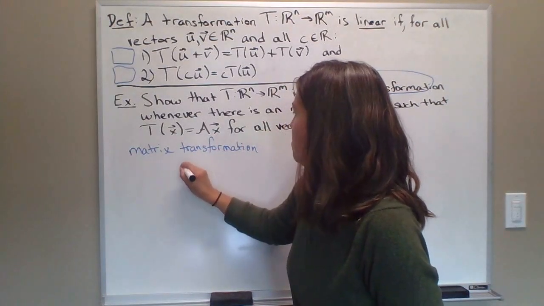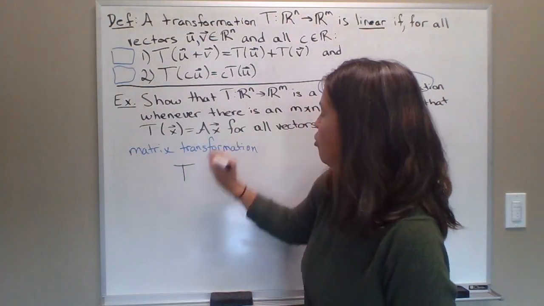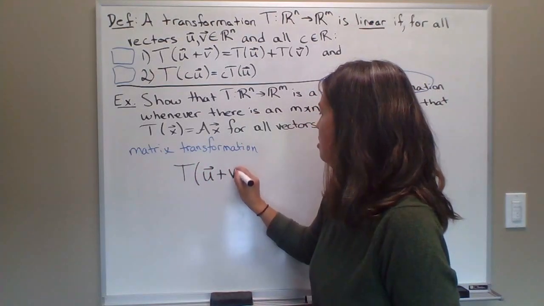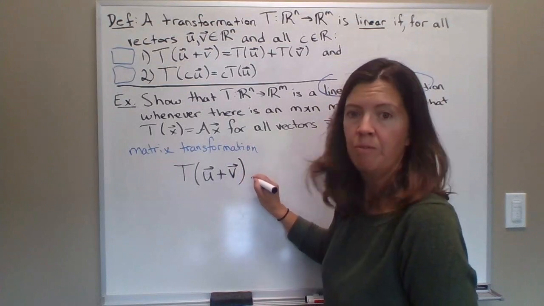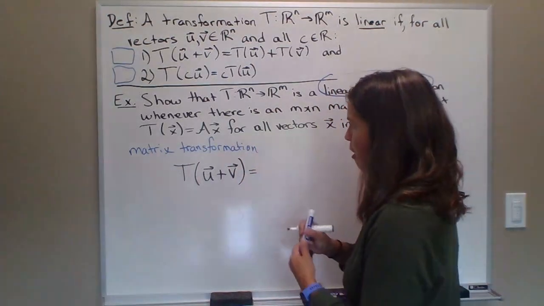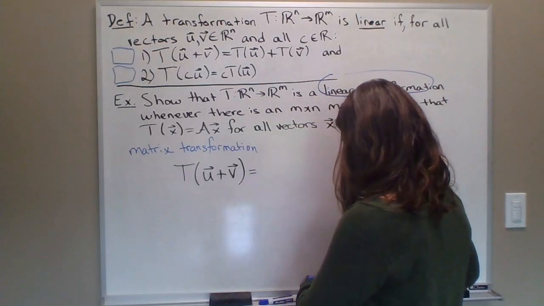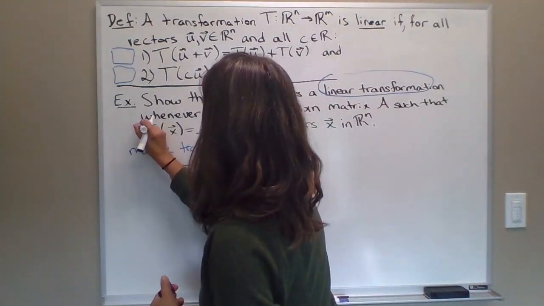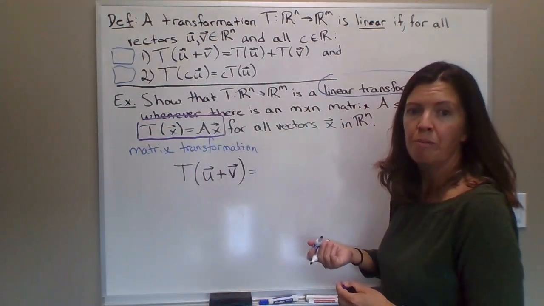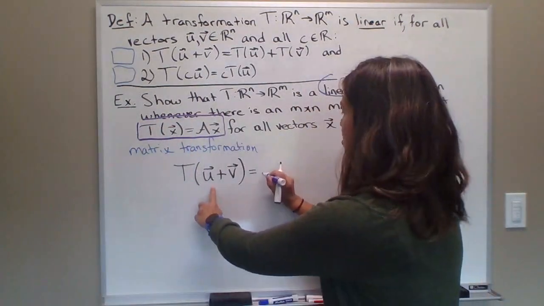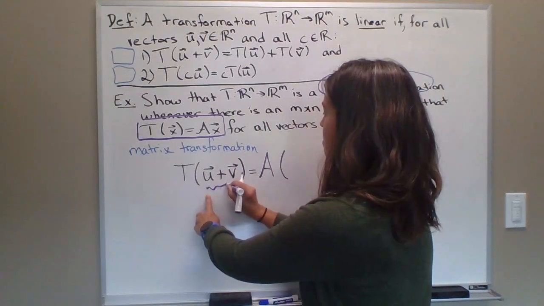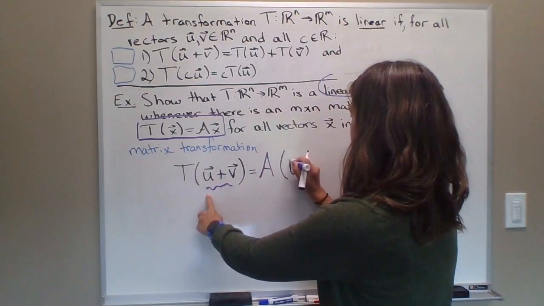So in this transformation, let's just go for this first property. T of u plus v. Let's assume that u and v are vectors in Rn. Then, I'm trying to color code this. I want to follow this rule right here. So we're assuming that T of x is equal to A times x for some n by n matrix A. So this is equal to A times the input, u plus v.